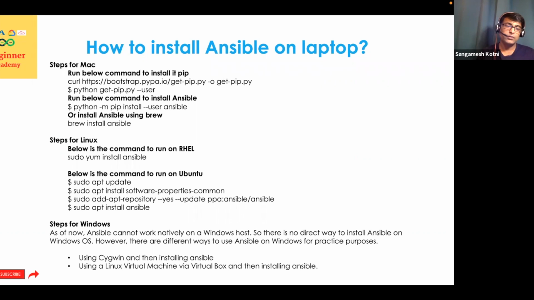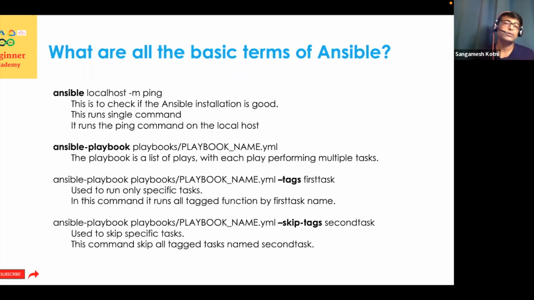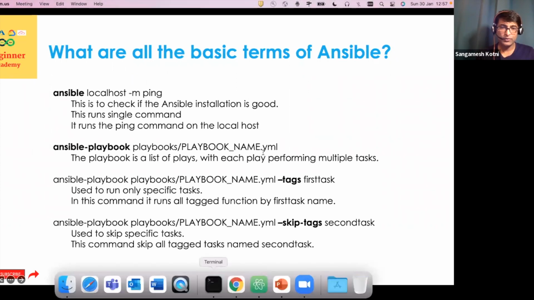Okay, so next is what are the basic terms of Ansible. Once you install it, I would say just run this particular command: ansible localhost -m ping. It basically checks whether the installation is good or not. It's a single command which tells you yes, Ansible is installed properly. It does a ping on your local host, and the response is basically ping pong. So for example, I'll show you.